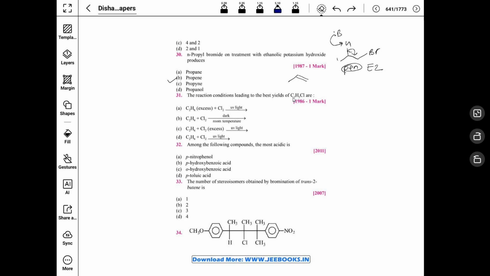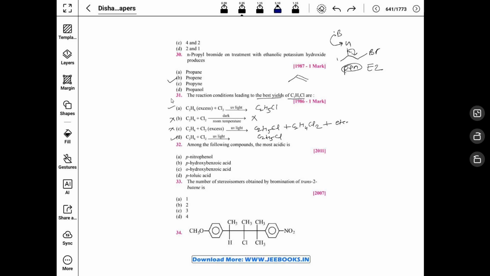The reaction condition that leads to the best yield of C2H5 chloride. Okay, so in the first reaction, C2H6 reacted with excess chlorine, so you will have C2H5 chloride. In this case also, in dark at room temperature, you will not get the product. And in this case, chlorine is in excess, so you can have monochlorinated and also dichlorinated product, because chlorine is in excess amount. So you will have more products. But the question says the best yield of C2H5 chloride. So these 2 cases we can easily rule out. Now we have to choose out of A and D.